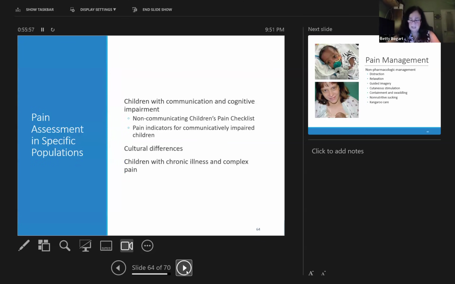There are some checklists that are out there, and I just put this up there to show you. Every hospital has their own forms and their things. Some are very similar, some are a little different, but there are different types of forms that you might see. A non-communicating children's pain checklist, just to let you know that those are types of ones they do have.